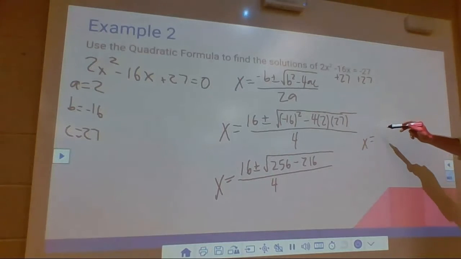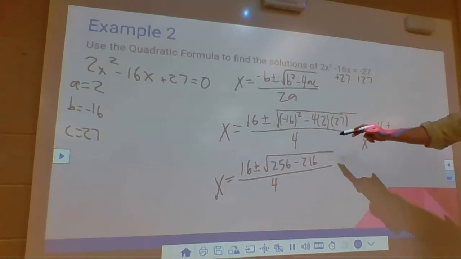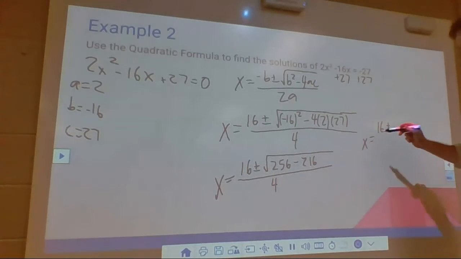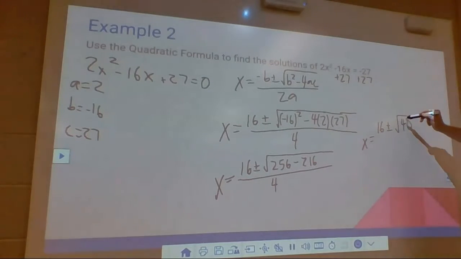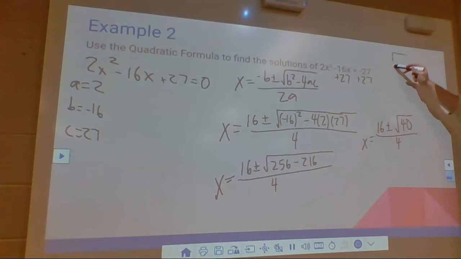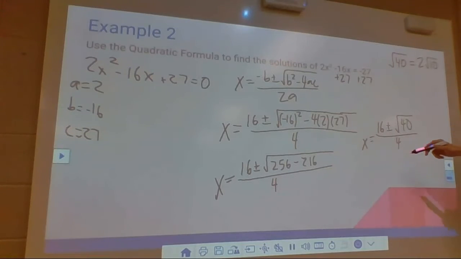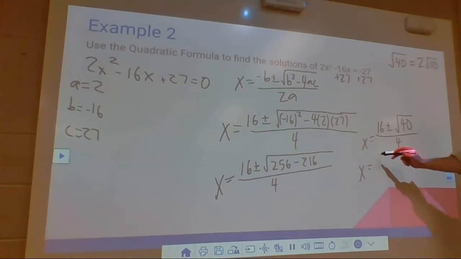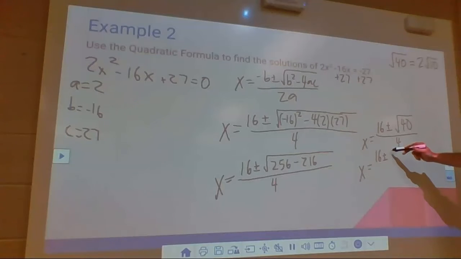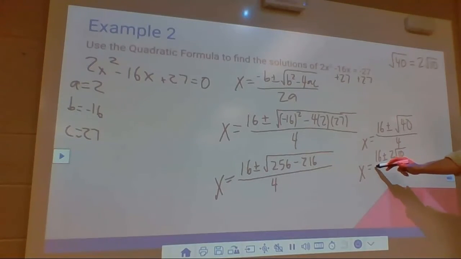x equals 16 plus or minus the square root of 40, and that's all divided by 4. Now, the square root of 40 will simplify to 2 times the square root of 10. So we get x equals 16 plus or minus 2 times the square root of 10, and that's all divided by 4.